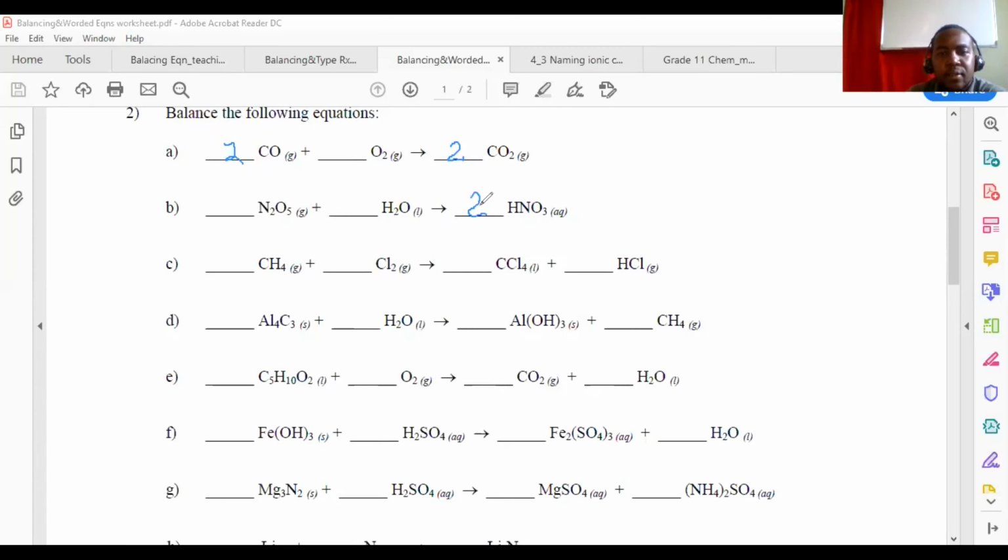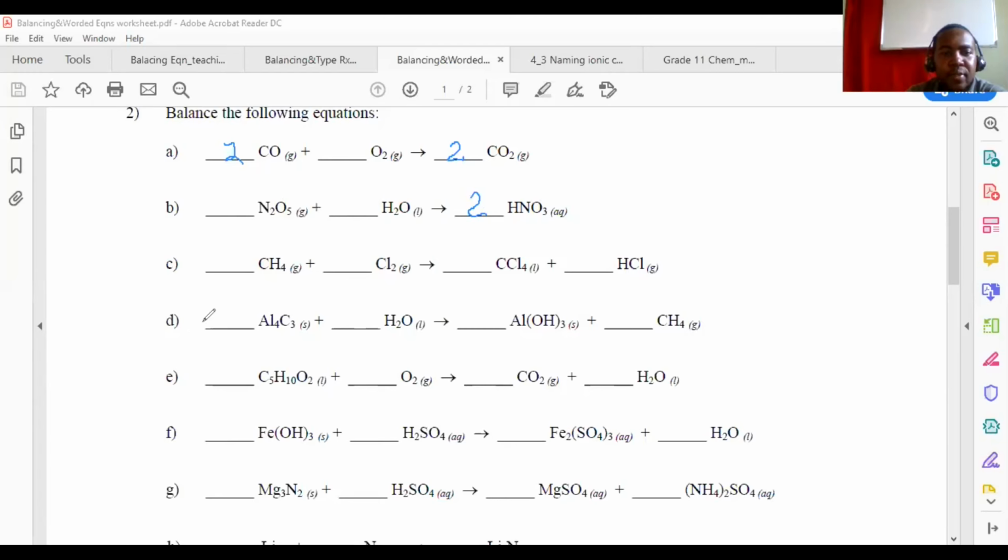All right, so let's see. So we have 2 H's on the product side, 2 H's on the reactant side, 2 N's on the product, 2 N's on the reactant, 2 times 3, 6 O's on the product. We have 2 here and 5, so 6 on the reactant. So great. All right, so we're going to do 2 more and then that's it.